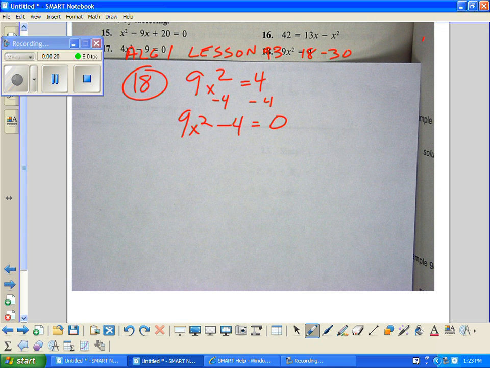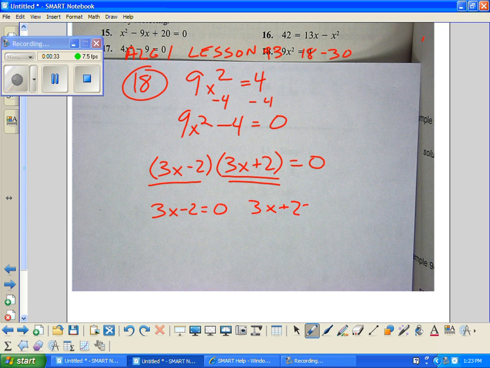The difference of two squares is always factorable, and you use the conjugates of each other. And then again, P and Q, both parts can equal 0. You find that x, if you do the math, is 2/3, and x is negative 2/3.